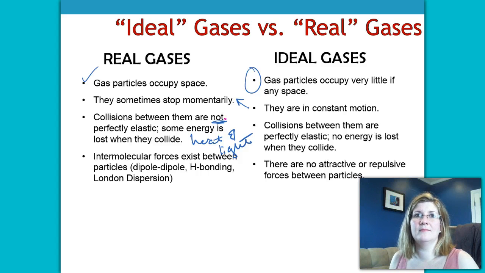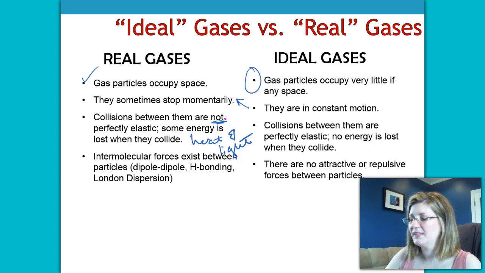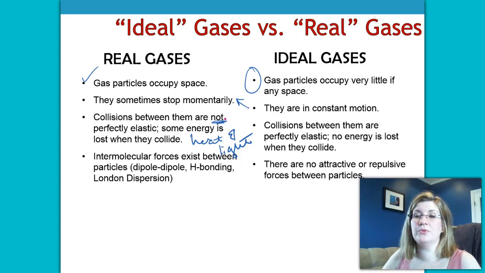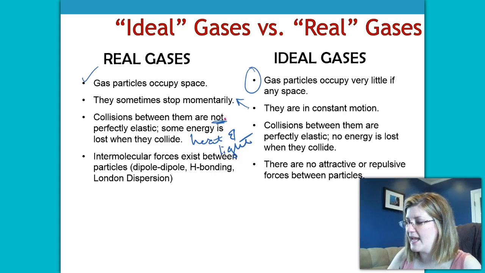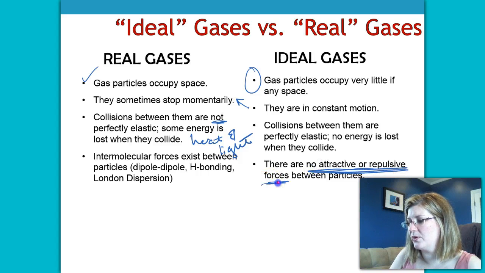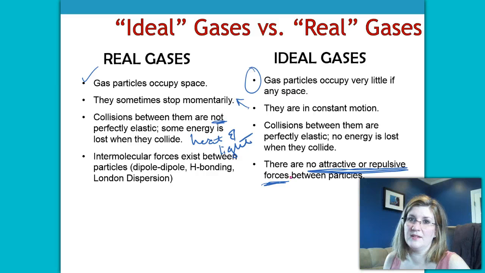We can approximate a gas molecule in its behavior to billiard balls. So we do lose energy in the form of heat and light, just like we would have in reactions. And finally, probably the most notable difference between real and ideal gases is that in an ideal gas, there are no attractive or repulsive forces between particles, and we know that that's not true.